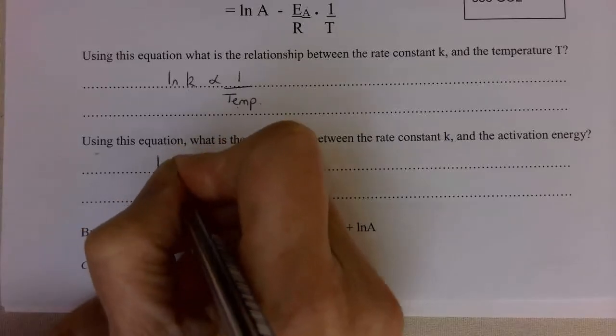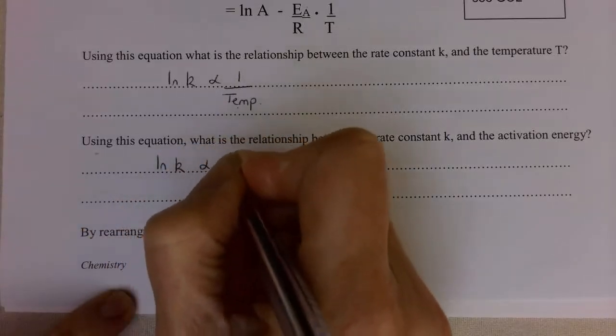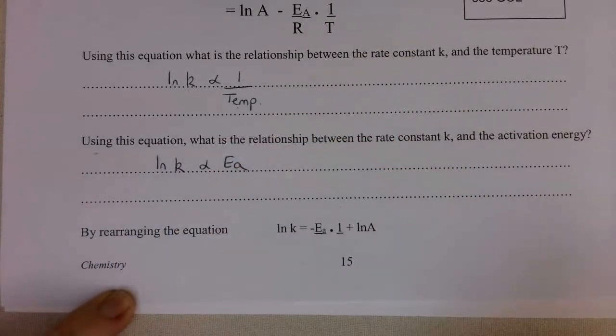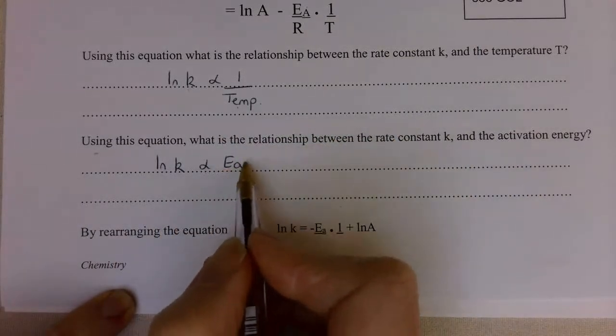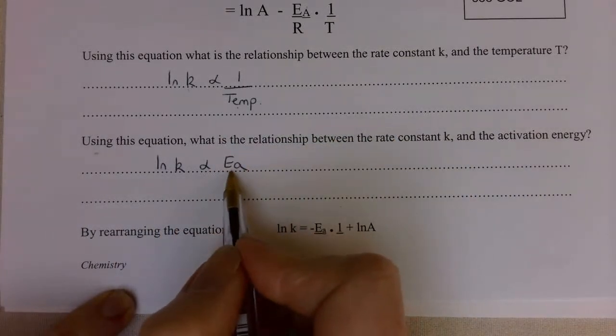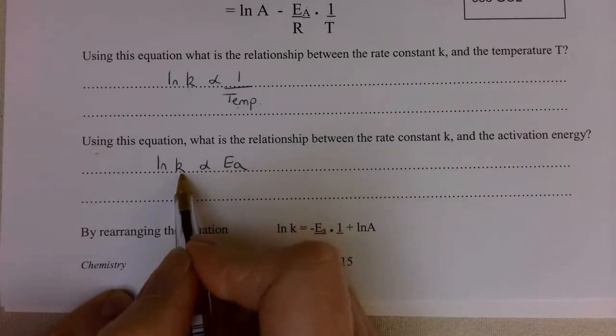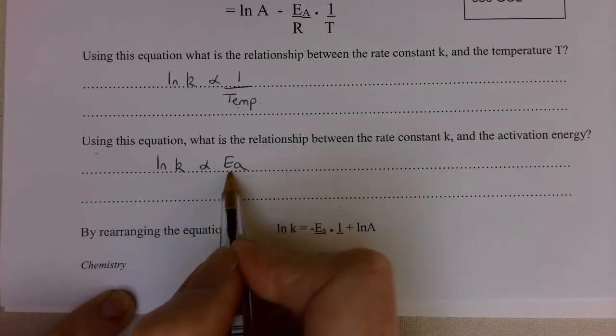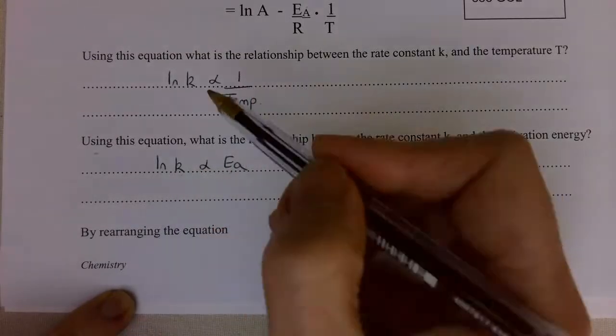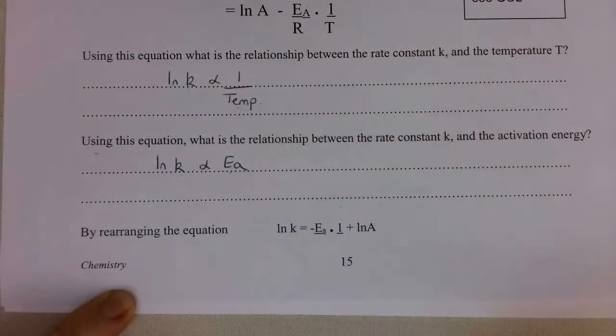Our relationship between ln k and Ea is similar, but in this case, as Ea decreases, k will increase. So you want the lowest possible activation energy at the highest possible temperature to maximize your values of k.